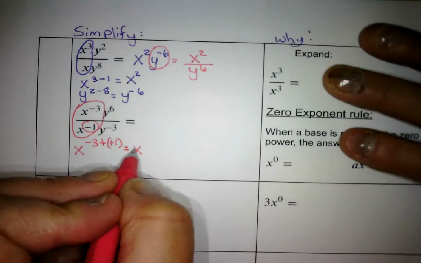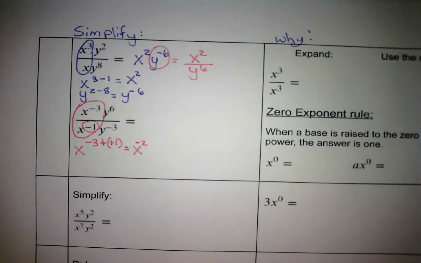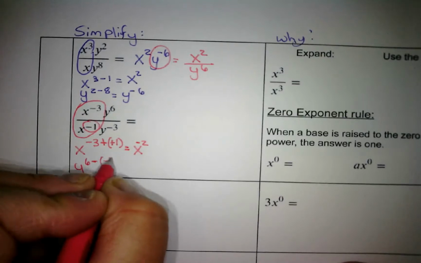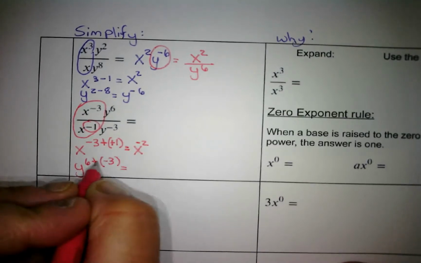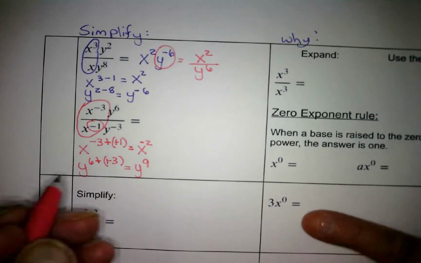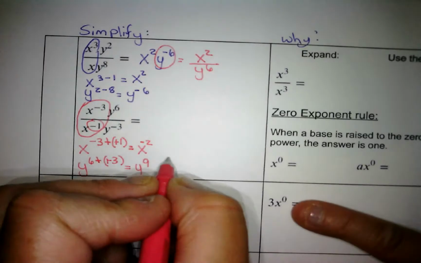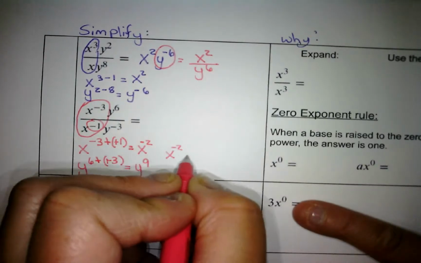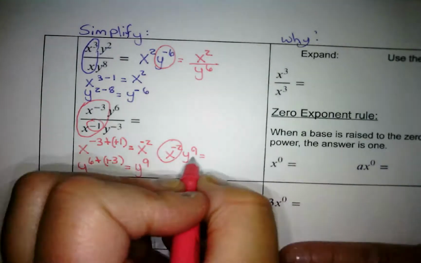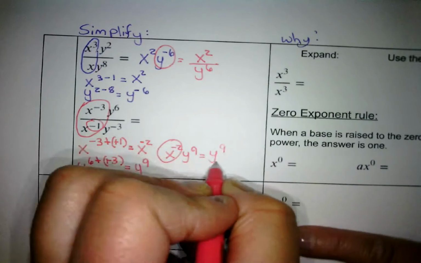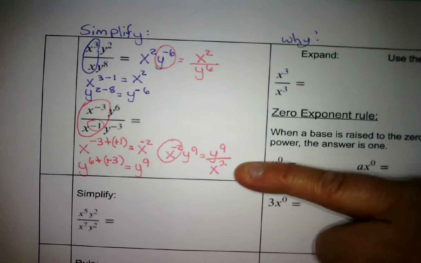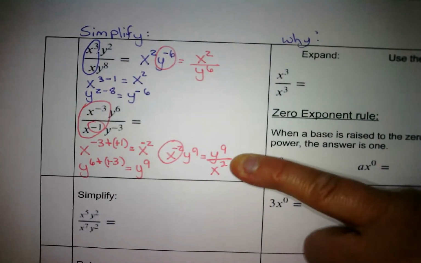And then let's do y to the 6th power minus negative 3. That's going to be y to the 9th power. So what that's going to turn out to be is x to the negative 2nd power times y to the 9th. We can't leave that negative, so it has to go to the denominator. The y to the 9th stays in the numerator on the top. And that x to the negative 2 goes to the denominator, and the exponent becomes positive. Remember, it's only the exponent that we're changing.